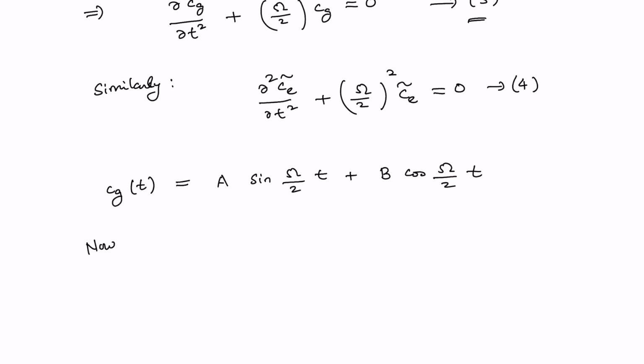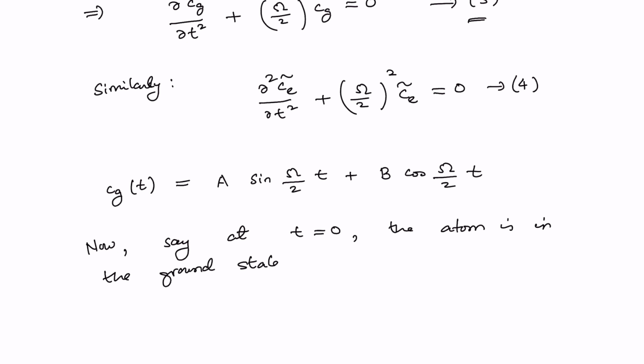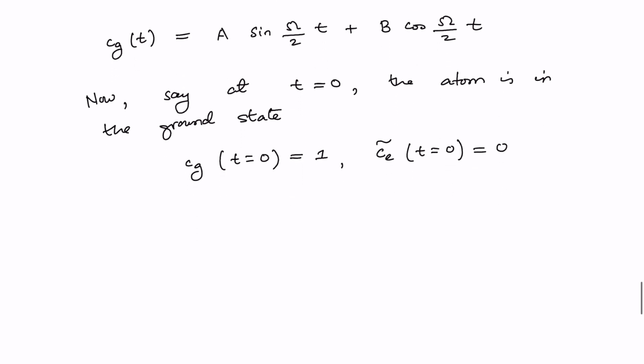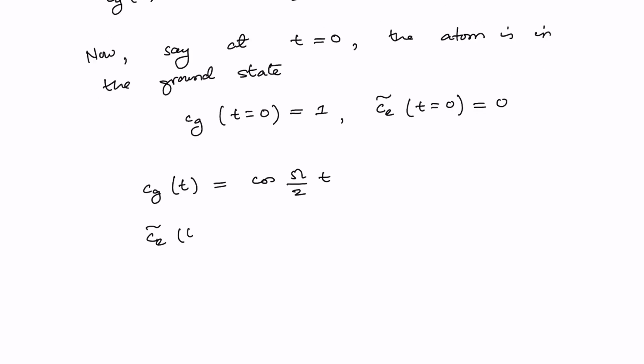If I consider this specific condition, say at time t is equal to 0, the atom is in the ground state. Then I can take this amplitude coefficient Cg at time t equal to 0 is equal to 1, because you know |Cg|² gives the probability of finding the atom in the ground state. Because it is in the ground state, this is equal to 1, and obviously the atom is not in the excited state, so at time t equal to 0, Ce tilde is equal to 0. Using these initial conditions we can obtain, please try to show it yourself, it's very straightforward, you can show that Cg(t) is equal to cos(Ωt/2) and Ce tilde(t) is equal to -i sin(Ωt/2).